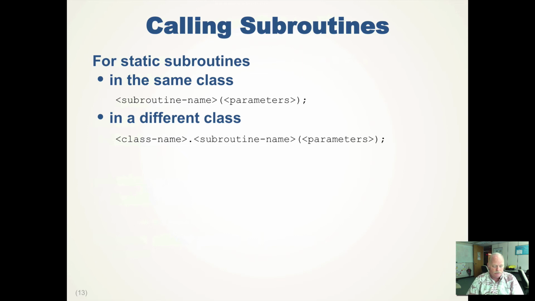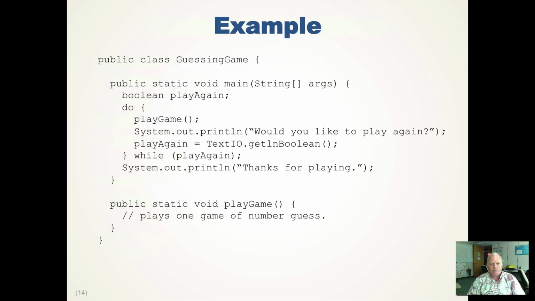And these are static subroutines, because that's all we're talking about for this chapter. So you have the class name, the name of the subroutine, and then the parameters, and they must have the right type, and they must be in the right order as the parameter list in the definition. So here's an example. We have our class GuessingGame. It's got the public static void main where we start the program.